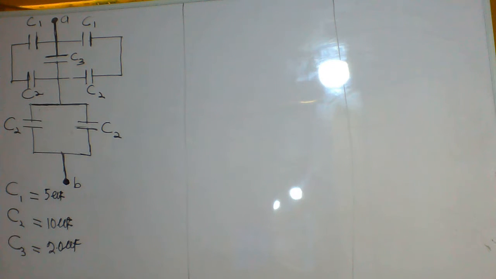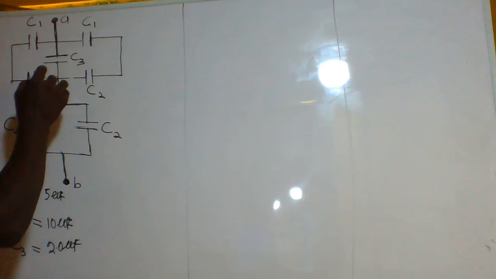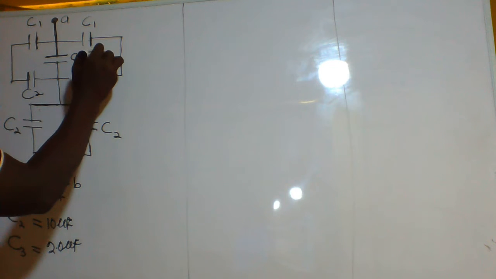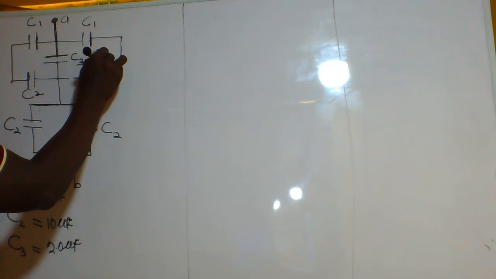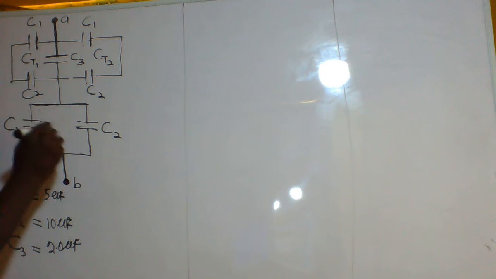So this is the second question. This whole network. In solving this, since these two are in series and these two are also in series, let's make this CT2. This is CT1. Then these two are in parallel, CT3.